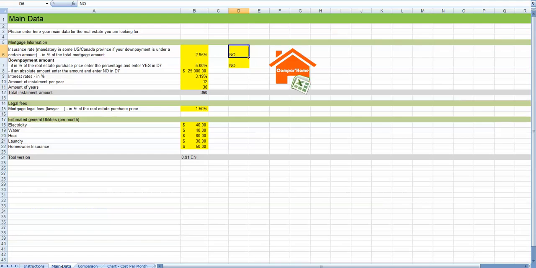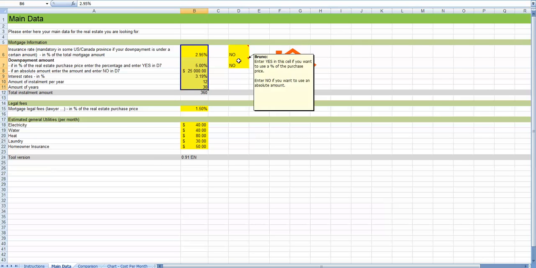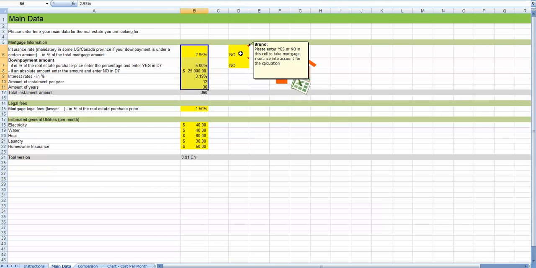First thing is the main data tab here. The yellow cells are the cells you can edit. On all the cells, if you hover your mouse over it, you'll have a tooltip popping up. It gives you some indication of what's required in the cell.